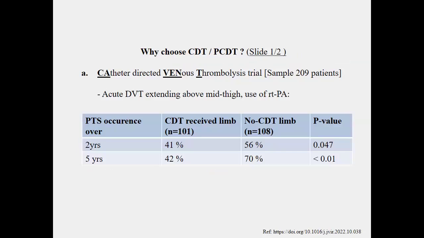One is the CAVENT trial, where patients with acute deep vein thrombosis extending above the mid-thigh were included, and they did a catheter-directed thrombolysis with fibrinolytic agent, where they could show a significant reduction in the occurrence of post-thrombotic syndrome over 2 years and 5 years period in limbs receiving the catheter-directed thrombolysis.